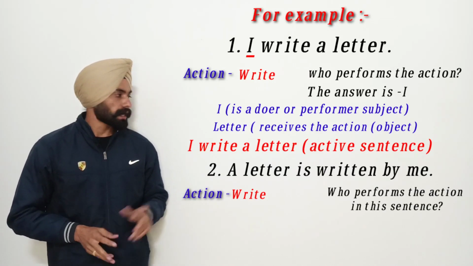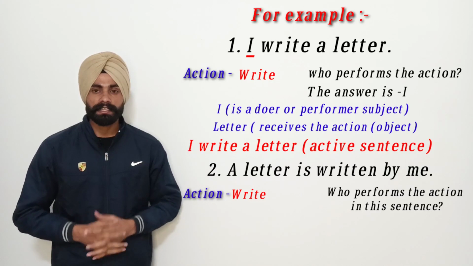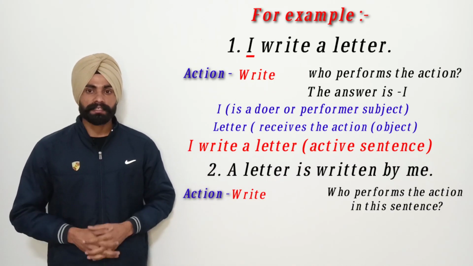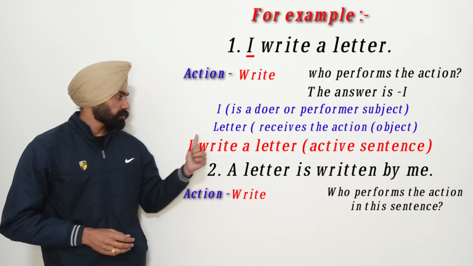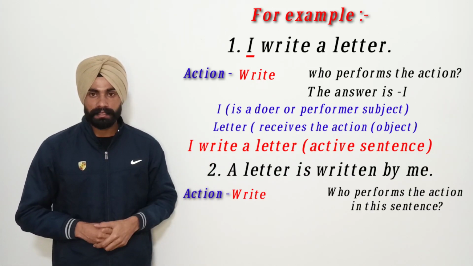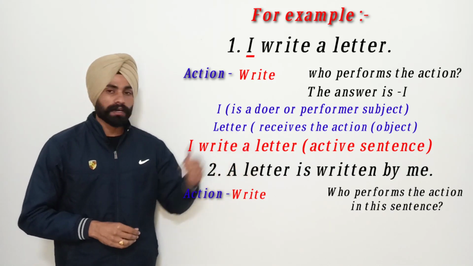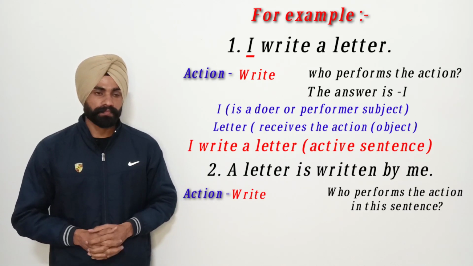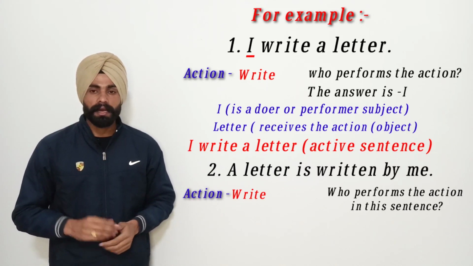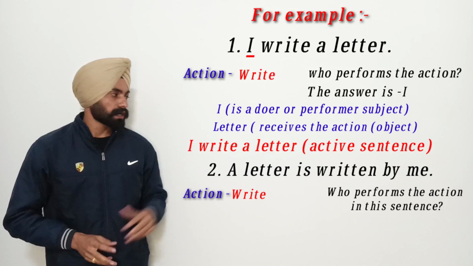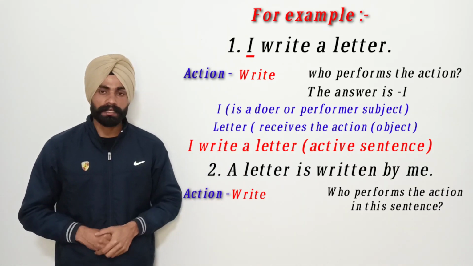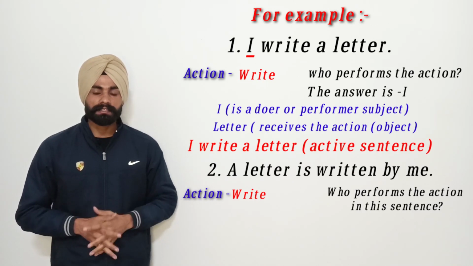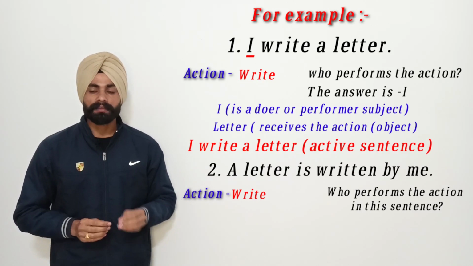In this sentence, unlike the first sentence, the subject is not performing the action, but actually the subject is receiving the action. As you can see in the first sentence, I was doing the action and a letter was receiving the action. But in the passive sentence, it is quite opposite. In the passive form, a letter is receiving the action of the subject that is written at the end of the sentence. So actually this is the main difference. Now we can say there is a little difference between active and passive voice.